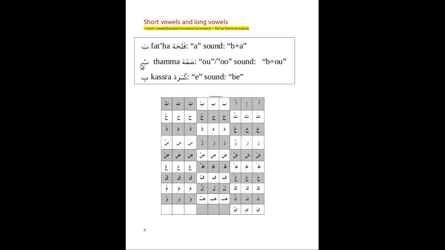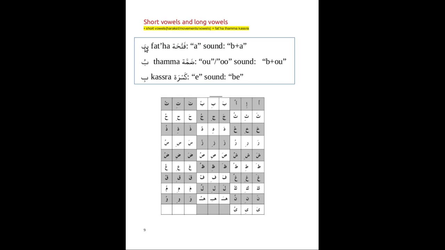So this is also a B plus the one little circle, like a knot. So that sound is actually the U sound. So B plus U is bu. See, very easy. And this is also a B, and that vowel at the bottom is the E sound. So B plus E is bi. It's very simple. A, U, I: ba, bu, bi, ta, tu, ti.